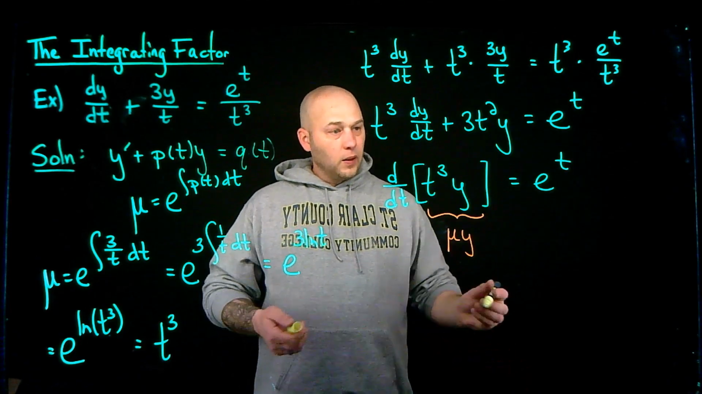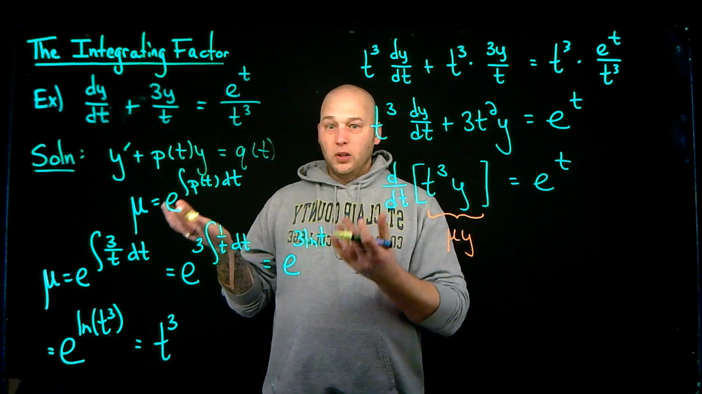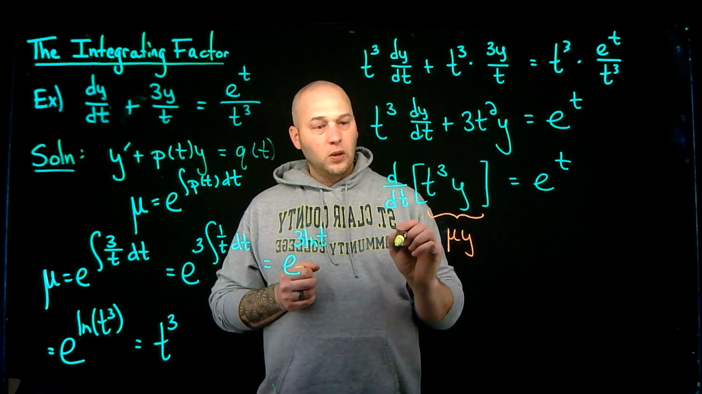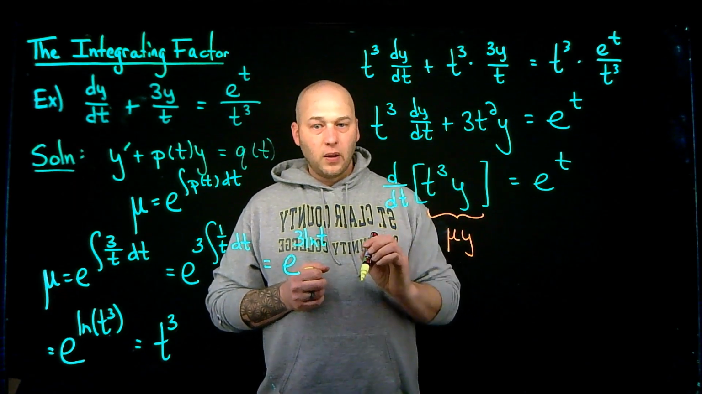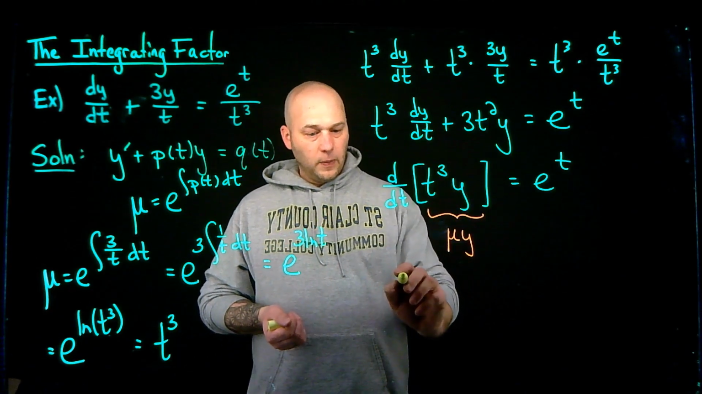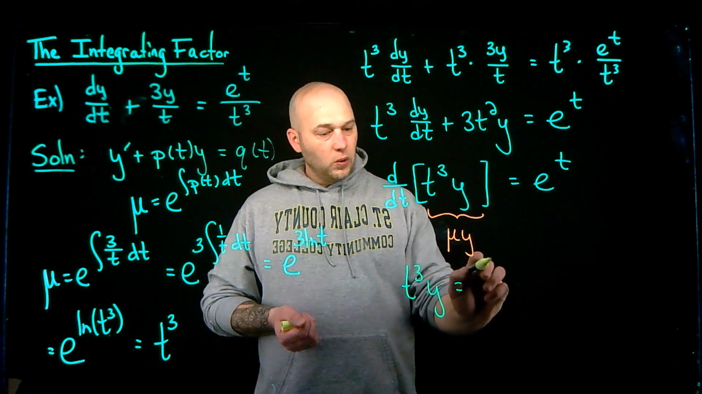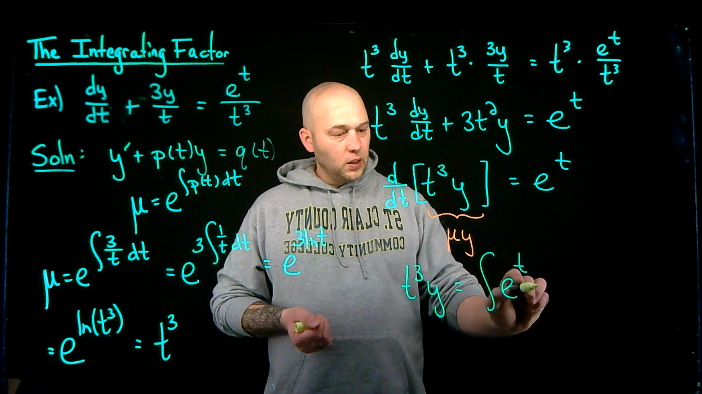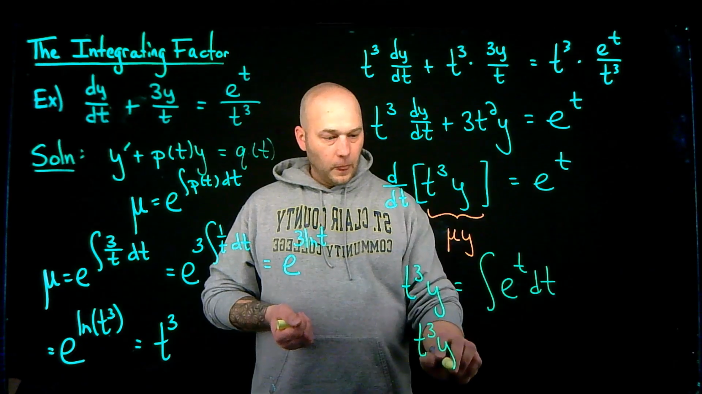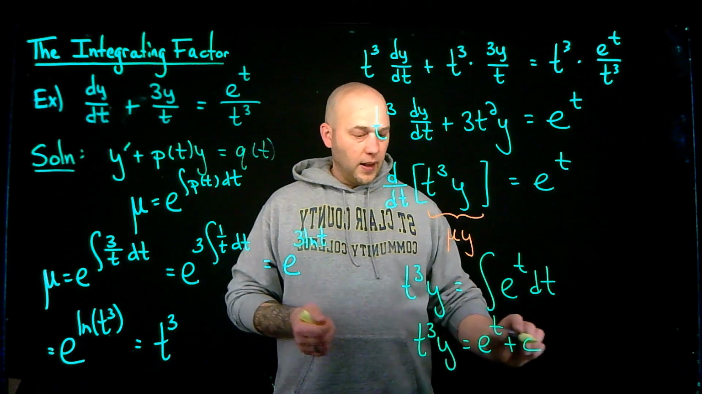Okay? Well, now, I want to solve for y, right? When I solve a differential equation, the goal is to solve for the unknown function. The only place where y occurs is right here, so what I have to do is get rid of both the t cubed and the derivative. Well, I have to get rid of the derivative first, meaning antiderivative of both sides. So that says that t to the third times y is equal to the integral of e to the t dt. So therefore t cubed y is e to the t plus an unknown constant, or arbitrary constant.